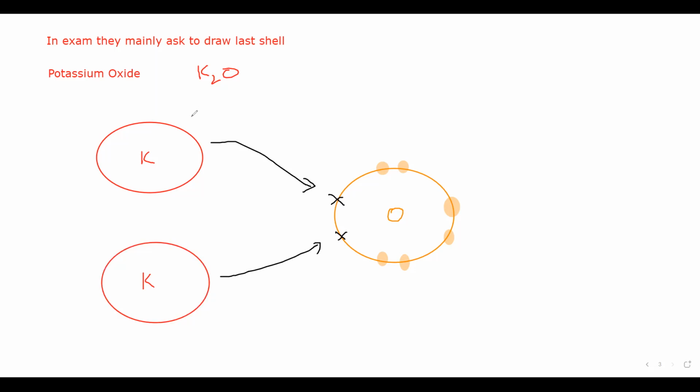Then what will be the charge on potassium? It will be plus 1. And what is the charge on oxygen? It will be minus 2. So this is the ionic structure of potassium oxide.